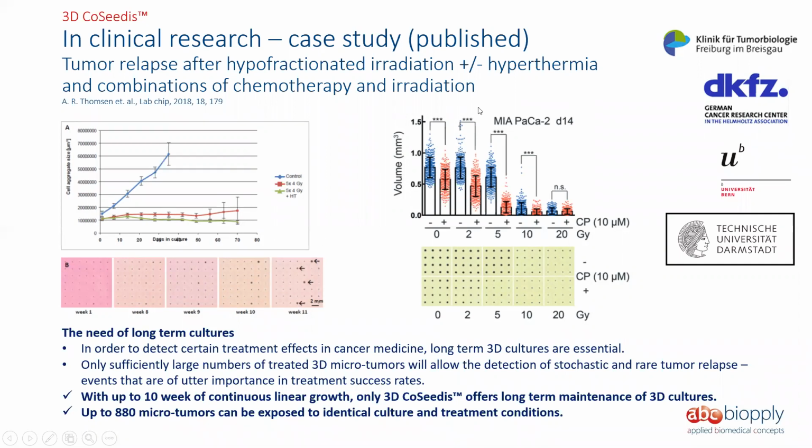Now, the same thing can be done, of course, not only for hypothermia, but also for a combination of irradiation and chemotherapy. And already by eye, you can see which dosage and chemical combination has an effect by simply looking at those transmission scans here.